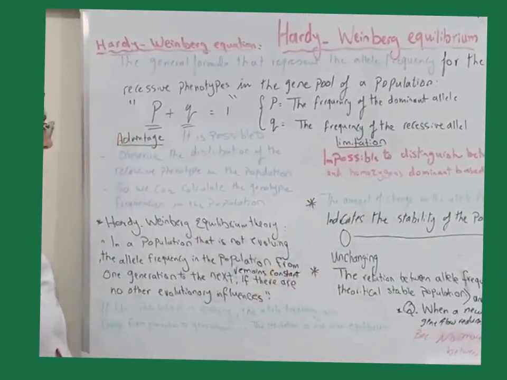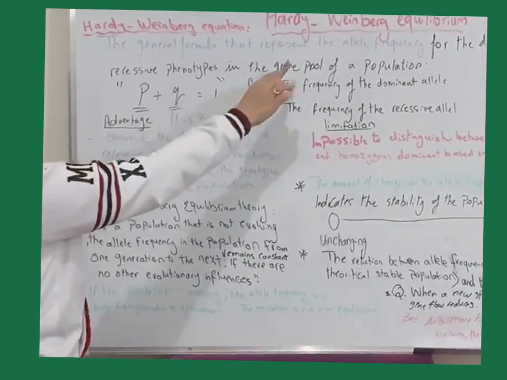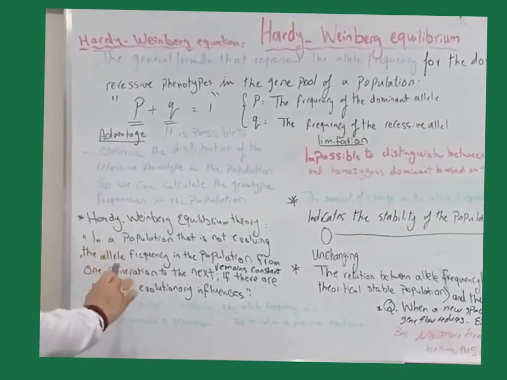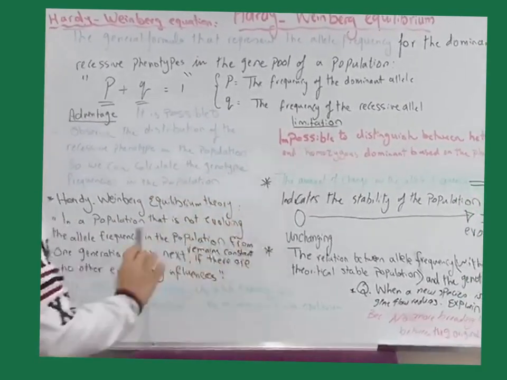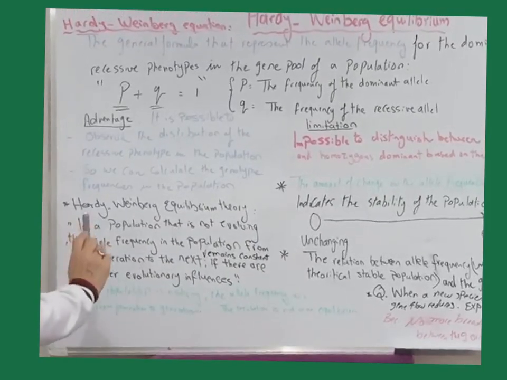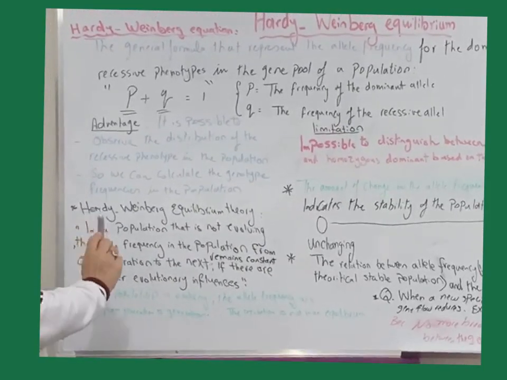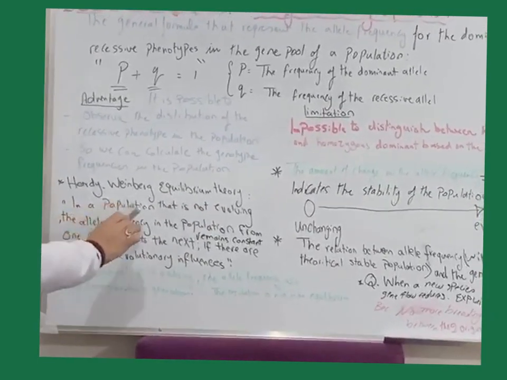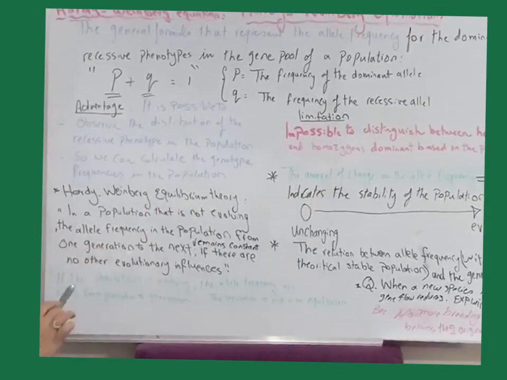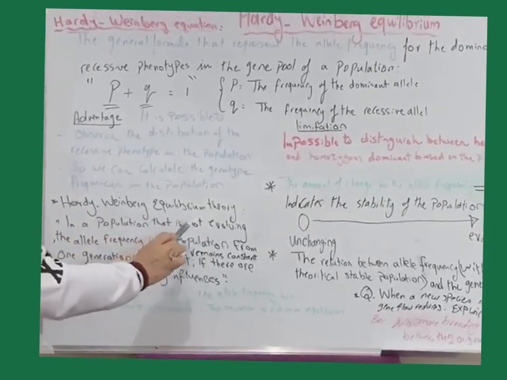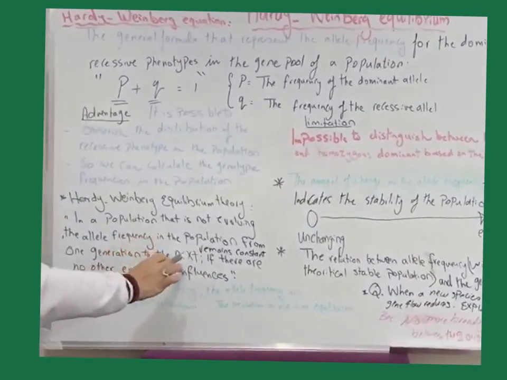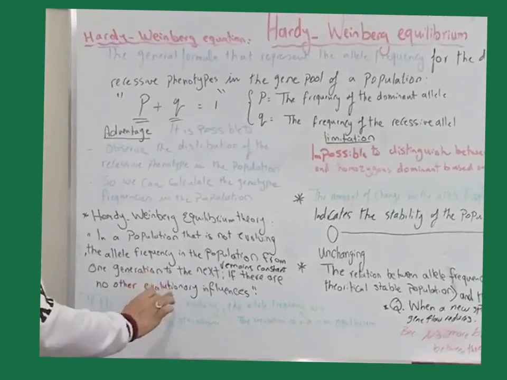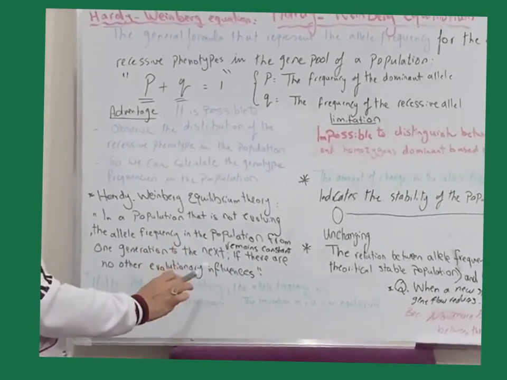These two scientists, Hardy and Weinberg, were working in two different areas of the world on the relation between the allele frequency and the change in the environment. Both of them reached the same theory, so we call it the Hardy-Weinberg theory. This theory says that if a population is not evolving, the allele frequency in the population from one generation to the next remains the same, expecting that there are no other evolutionary influences in the ecosystem.